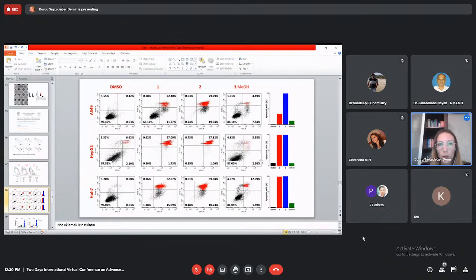These are flow cytometry experiment results again. The apoptotic rates of the complexes revealed that 1 and 2 successfully drove the cells to the apoptotic process in comparison to complex 3. As we can see, the red ones are apoptotic cells, the upper ones.